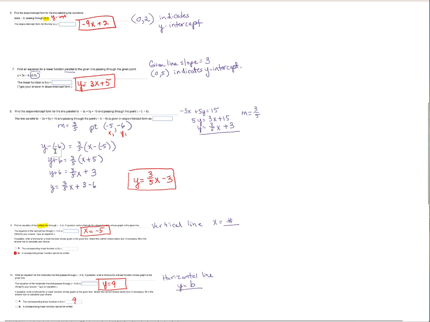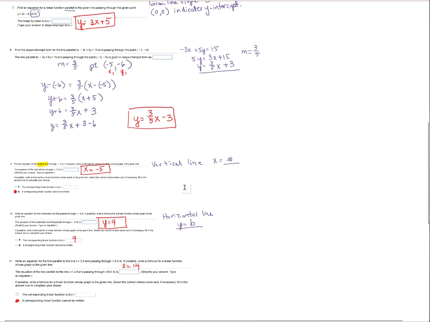So I have y minus negative 6 equals 3/5 of x minus negative 5. Clearing out those negatives, I have this. Then I'm going to distribute, and 3/5 x plus 3 is what I get. I'm going to subtract 6, and then I end up with y equals 3/5 x minus 3. That's the answer for that box.